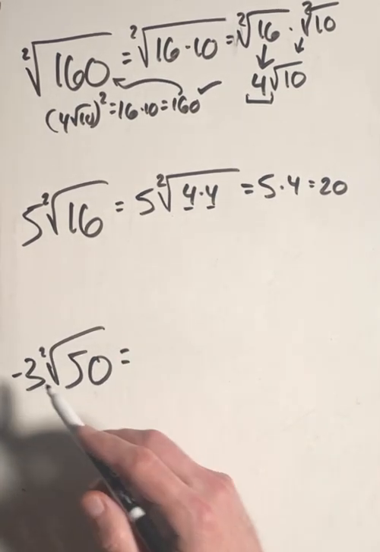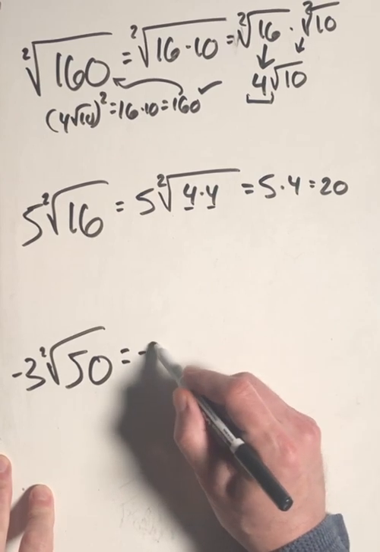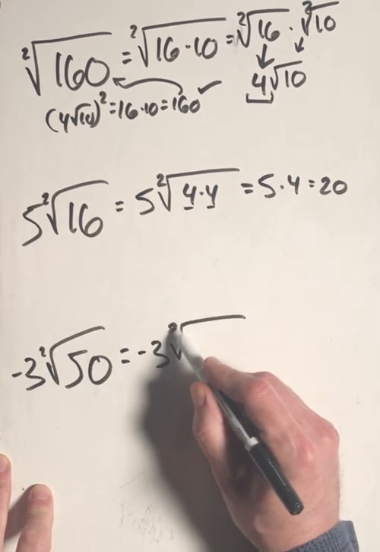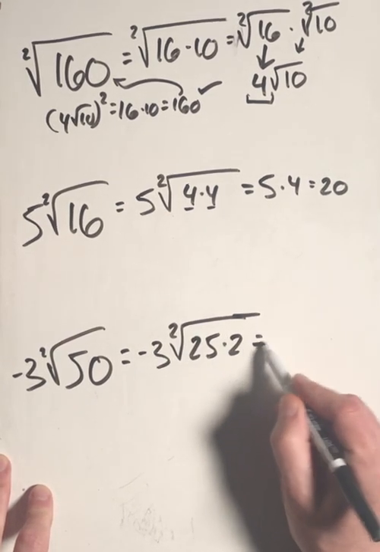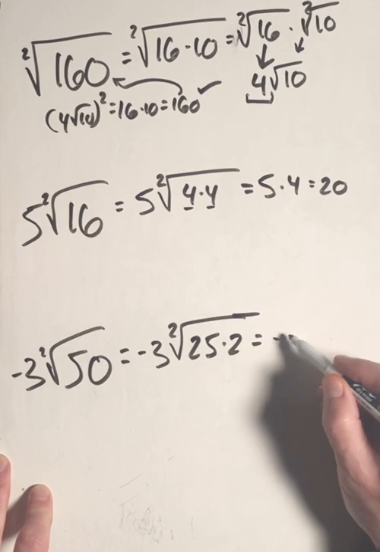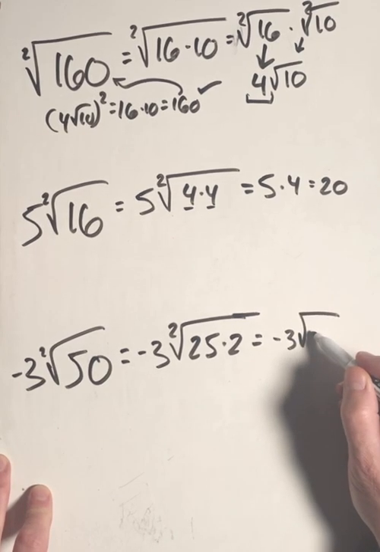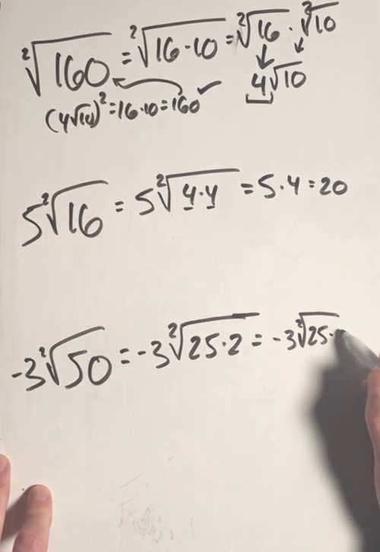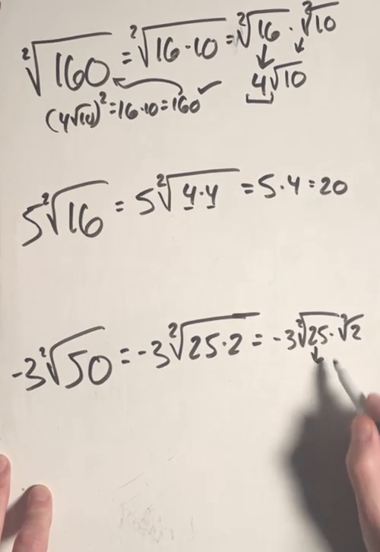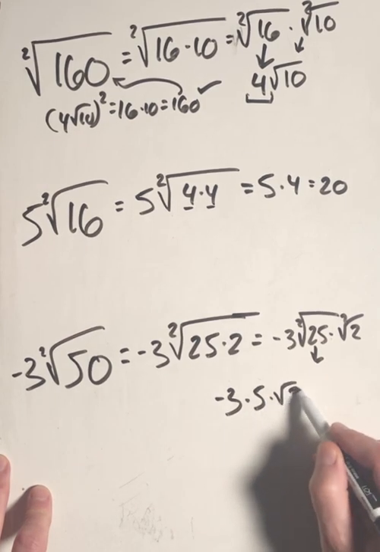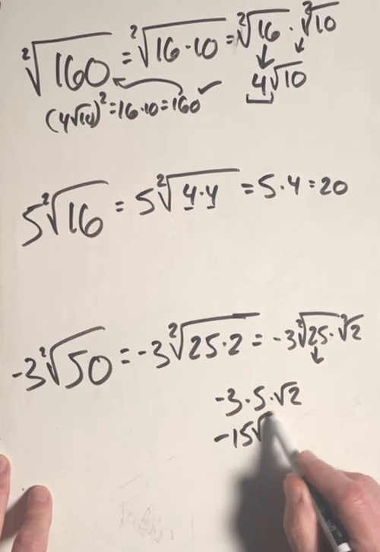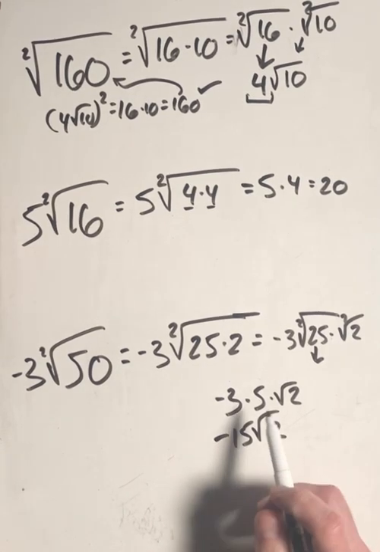All right. We'll do the same thing here. We have negative 3 times the square root of 50, so the negative 3 is going to stay out. We have the square root of 50. Let's break it down into perfect square factors. Well, that's 25 times 2. So this would be negative 3 times the square root of 25 times the square root of 2. So negative 3 times 5 times the square root of 2 would be negative 15 times the square root of 2.